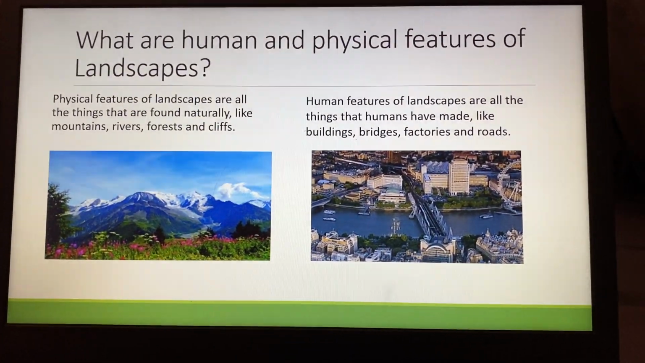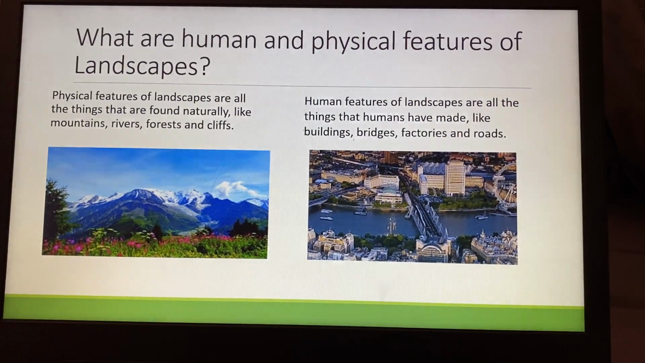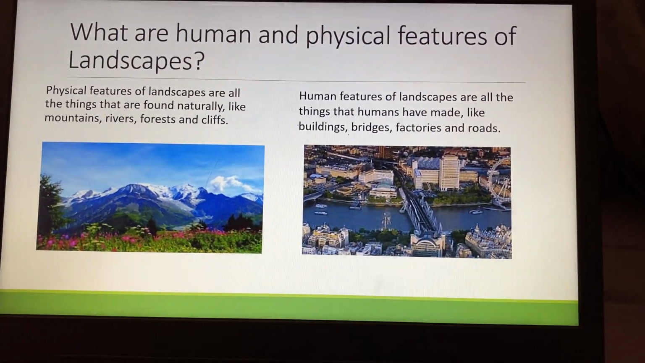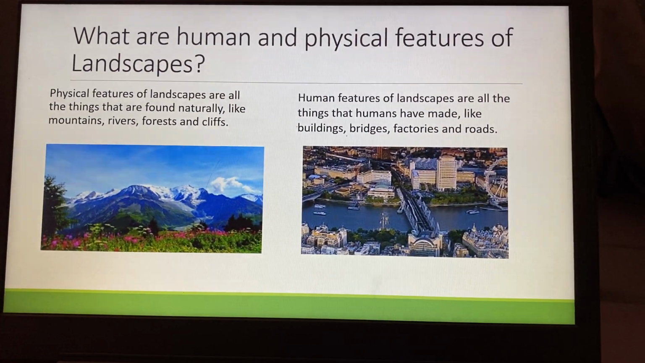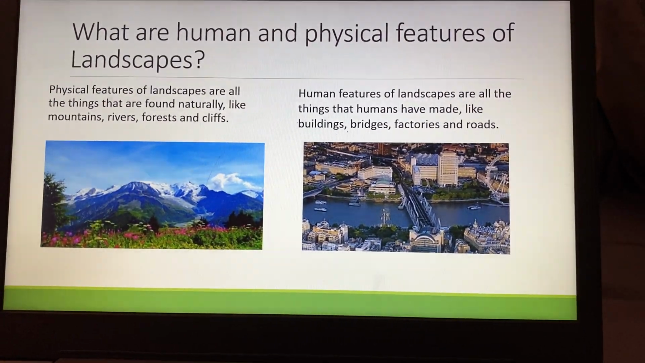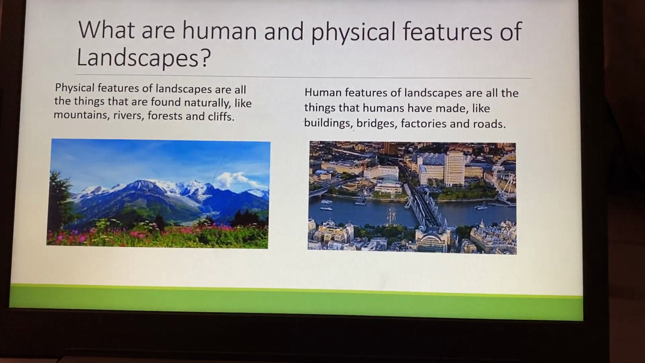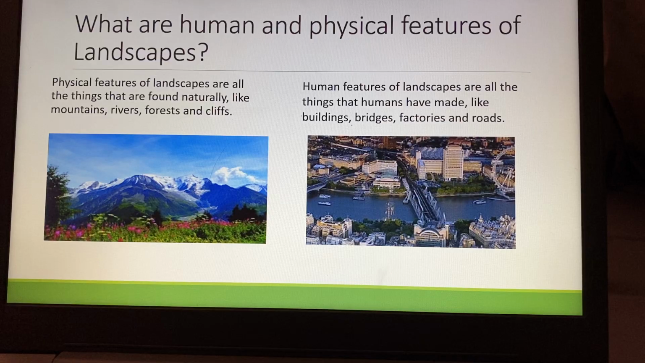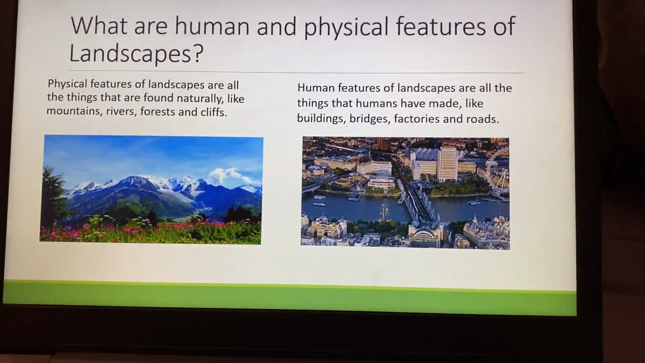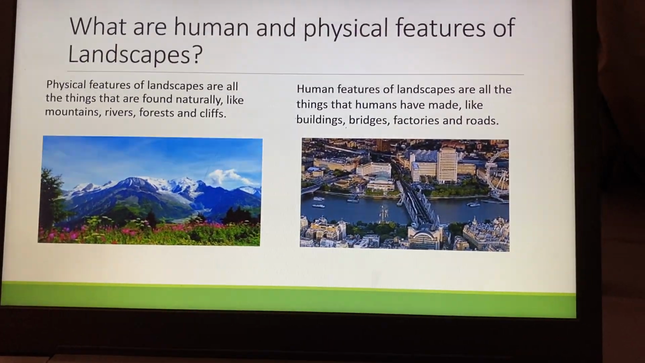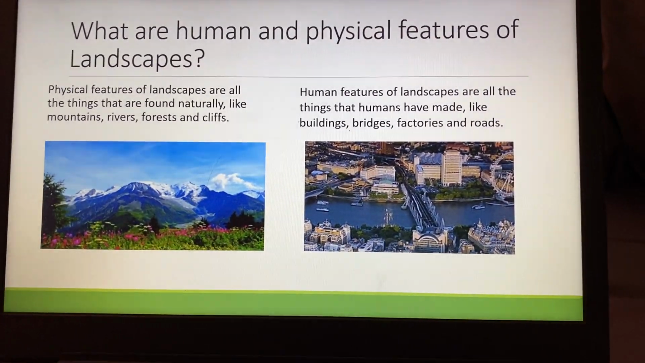Okay, so what are human and physical features of landscapes? Physical features of landscapes are all the things that are found naturally, like mountains, rivers, forests, and cliffs. So physical features weren't built by humans, they're all things that occur in our environment naturally. Human features of landscapes are all the things that humans have made, like buildings, bridges, factories, and roads. Okay, so human features are things that don't occur naturally. All of the human features have been built or made by humans.